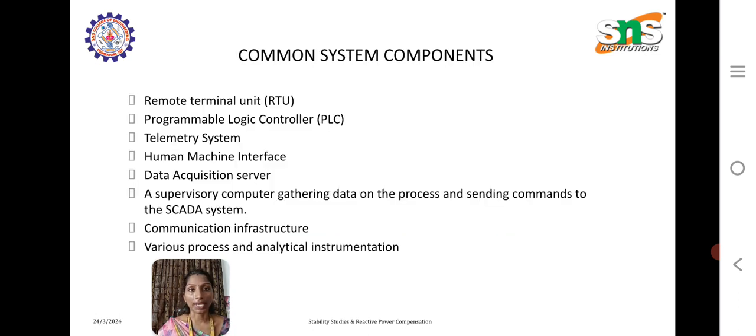Coming to common system components, we have remote terminal unit, programmable logic controller, telemetry system, human machine interface which we call HMI, a data acquisition server, and a supervisory computer gathering data on the process and sending commands to the SCADA system. Communication infrastructure is very important and various process and analytical instrumentations are used. So these are all the common system components of a SCADA. With the help of these only, a SCADA can work. SCADA can just display the system, but the backend of the SCADA is all these components.